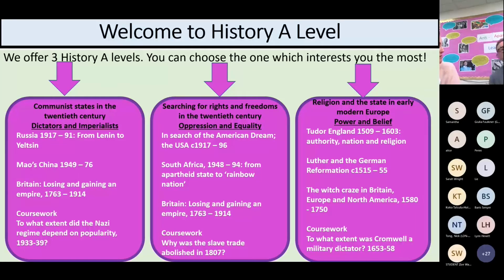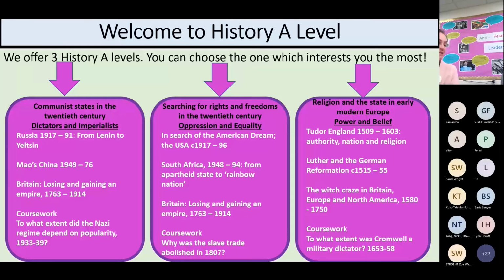John, do you want to talk about HDA history? If you've done Weimar Republic, as probably quite a lot of you have done at GCSE, the Nazis is going to be coursework, but it's going to be different. It won't be on Weimar, it'll be the Nazis 1933 to 39. You'll be studying communist Russia from Lenin all the way through to Gorbachev, who died this year. And you'll also be studying communism under Mao in Mao's China from 1949 to 76.